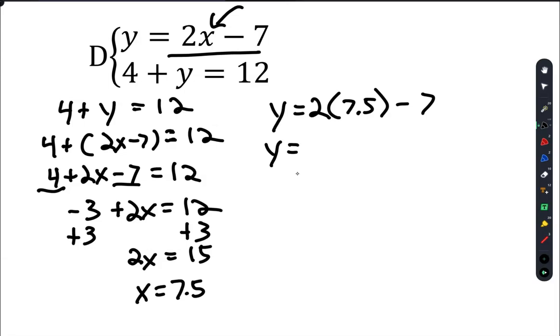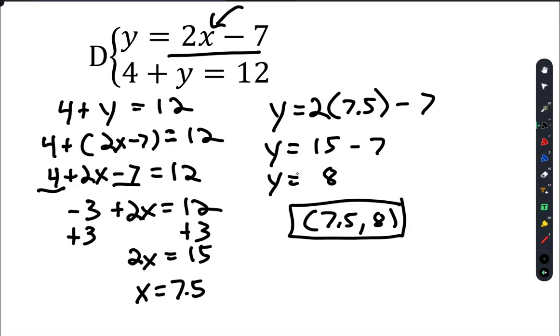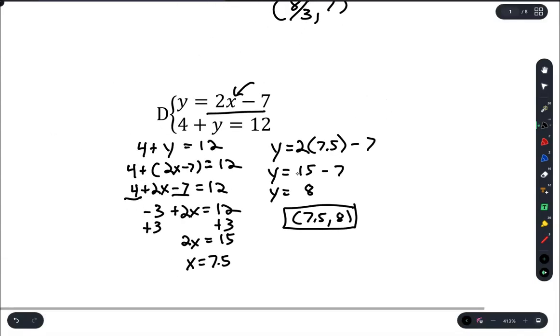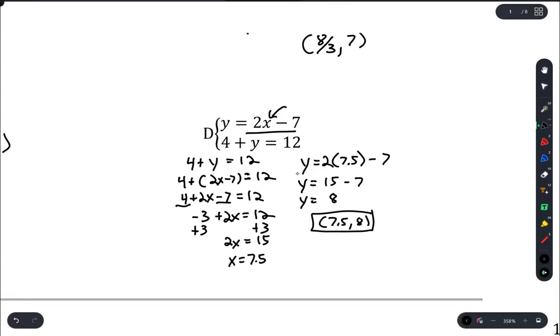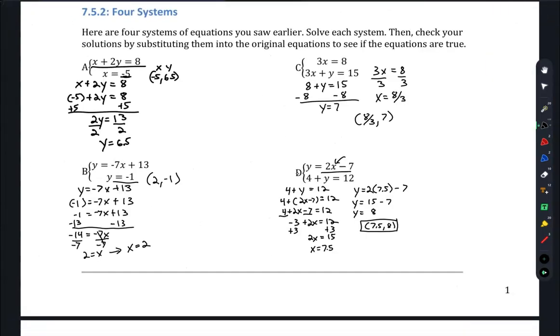All right. y is equal to 2 times 7.5, which is 15. And then 15 minus 7 is 8. So our point is going to be 7.5 and 8. And that's the answer. Make sure you put your answer in as a coordinate. So I'm going to zoom out and show all of these here.